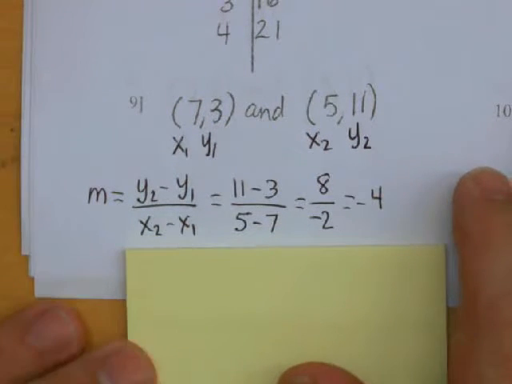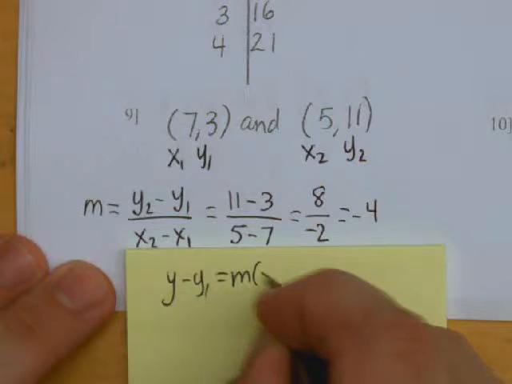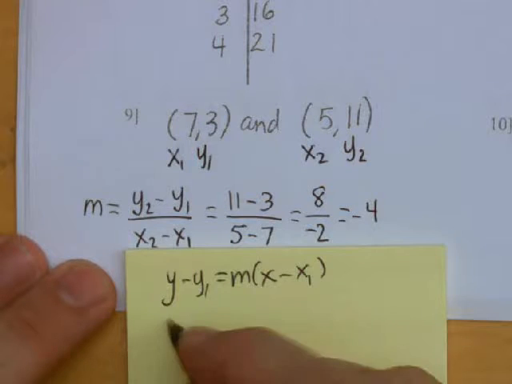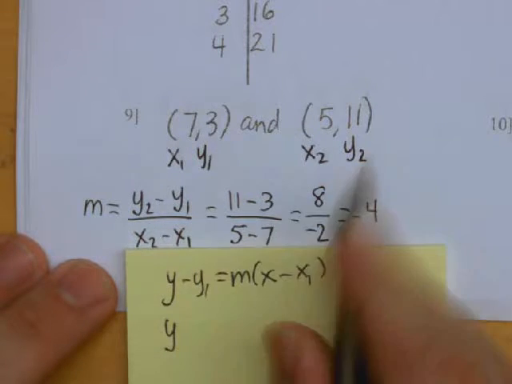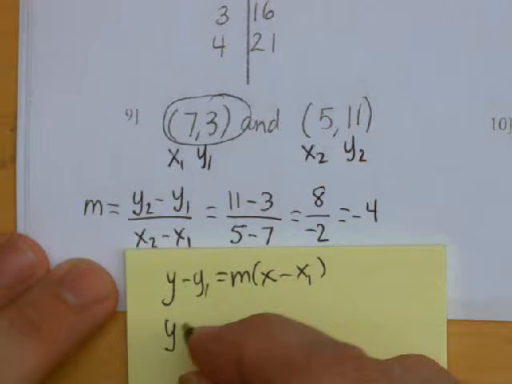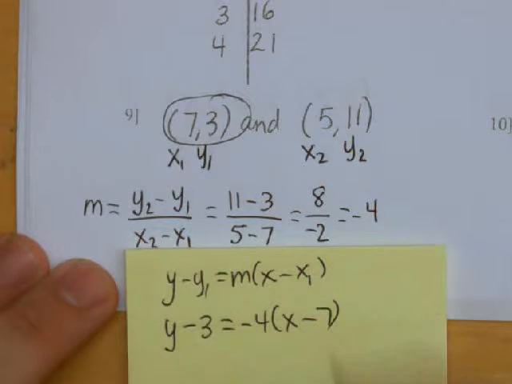So to finish off the problem, we'll put it into point slope form. You'll be given both the slope and point slope form. So we get y. Now notice I have 2 points here. I'm just going to pick this one. So we get y minus 3 equals negative 4 times x minus 7.